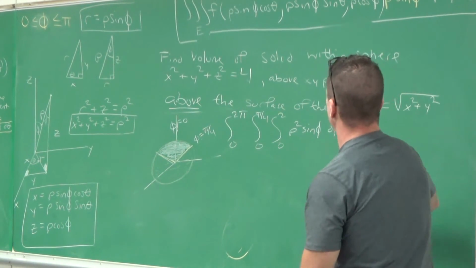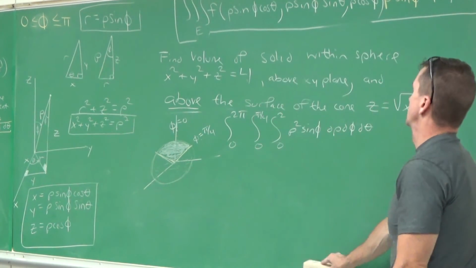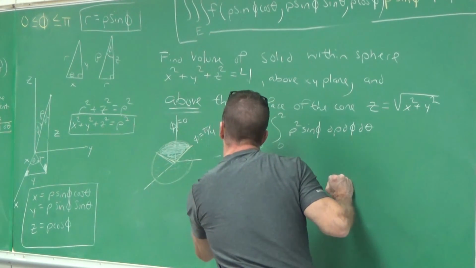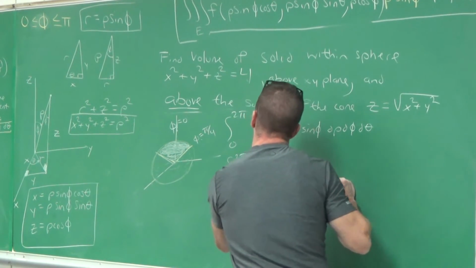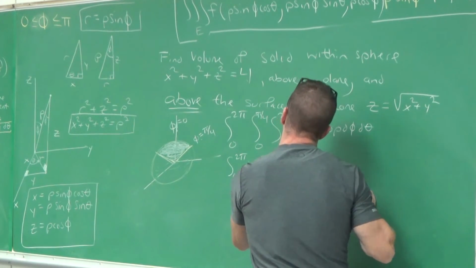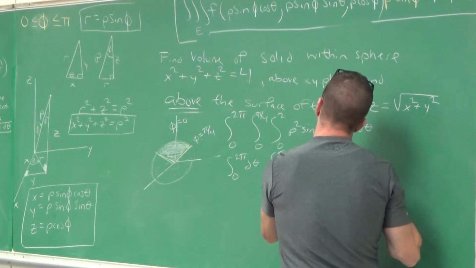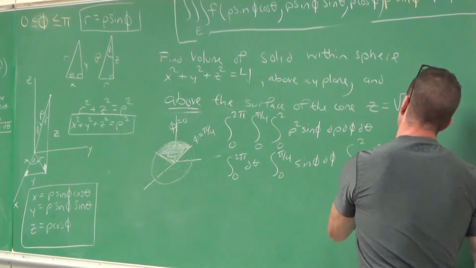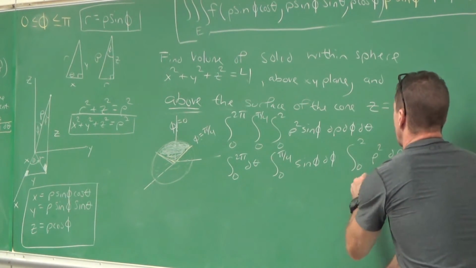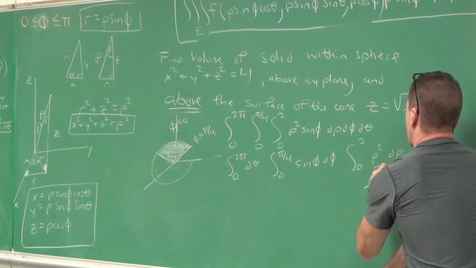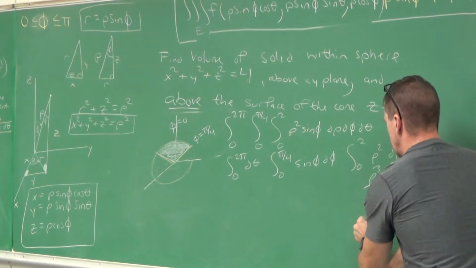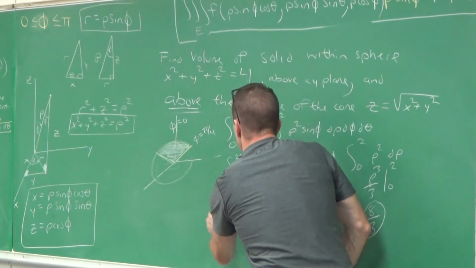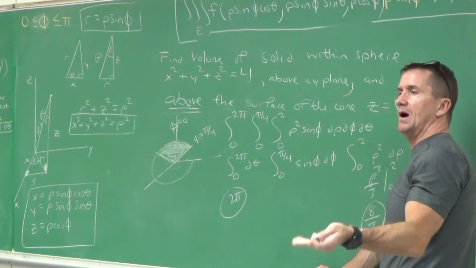All right, can I break it up? Let's do it. 0 to 2 pi, then 0 to pi over 4 of sine of phi, okay, that shouldn't be too bad. And then 0 to 2 of rho squared. That should be easy too. That's rho cubed over 3. Oh, that's 8/3. This looks like the problem we did earlier. 0 to 2 pi, that's 2 pi.